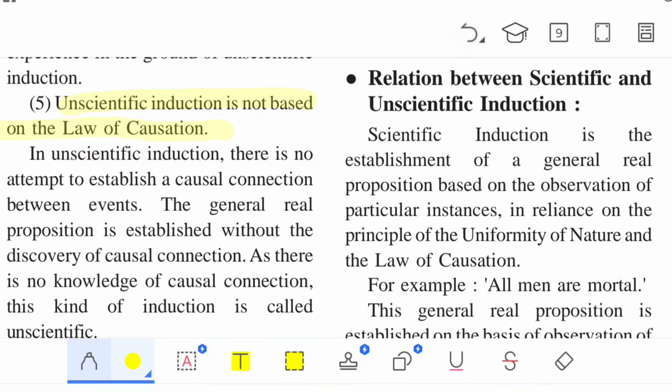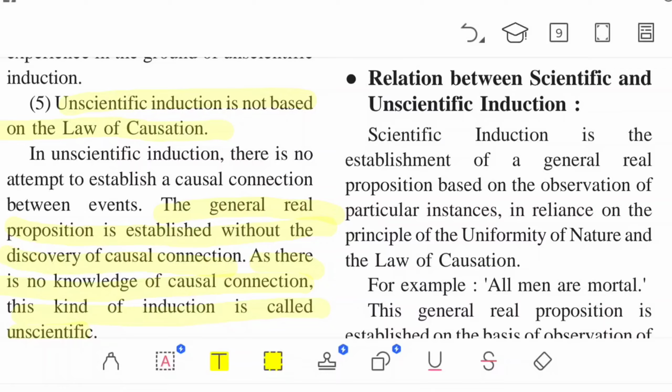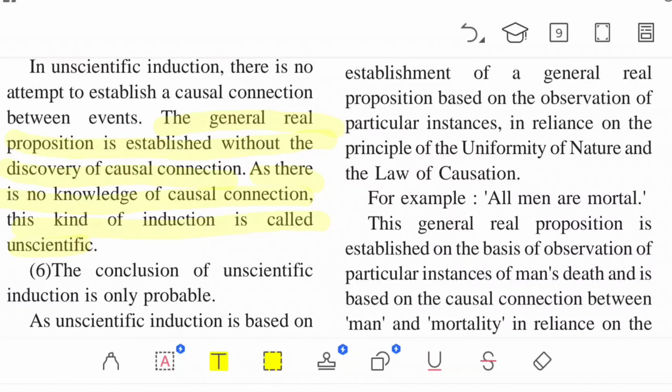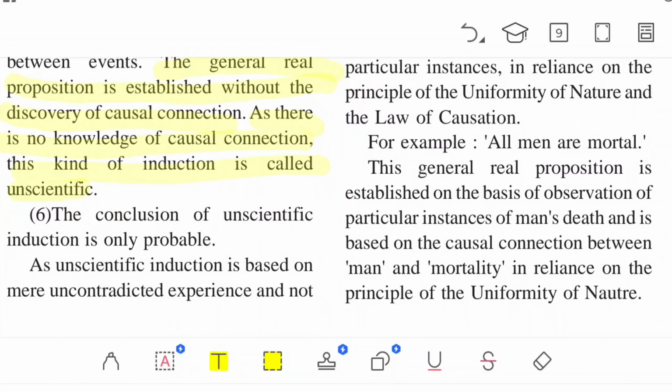Okay, the general real proposition is established without discovery of the causal connection. Scientific ot কি কৰিছিলো, আমি causal connection এটা establish কৰিব try কৰিছিলো, but in unscientific we don't try to establish or discover the causal connection, right? সেই কাৰণে ইয়াক unscientific বুলি কোৱা হয়. As there is no knowledge of causal connection, this kind of induction is called as unscientific. Question hobo pare, why unscientific induction is called as unscientific? Because we don't try to establish or discover the causal connections, that's why it is called as unscientific.